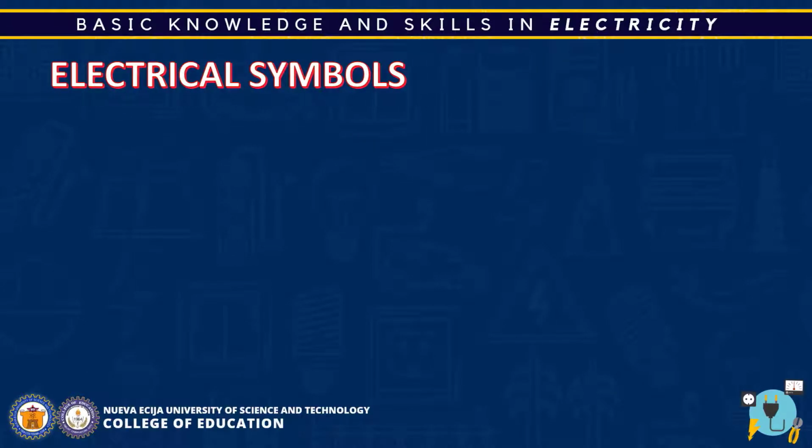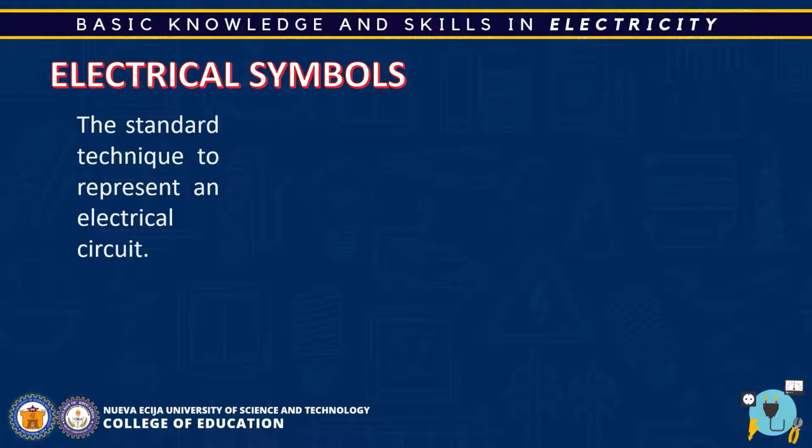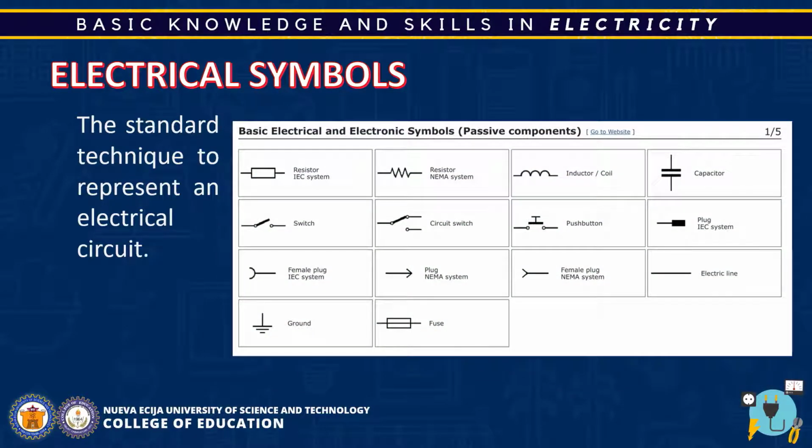Electrical symbols are the standard technique to represent an electrical circuit. It makes the graphical representation easier to work on and implement. The electrical symbols represent various components, devices, and functionalities present in a circuit. It helps to show the details of an electrical diagram so that the engineer can adequately plan a circuit before actually working on it. Here are some of the basic electrical symbols.